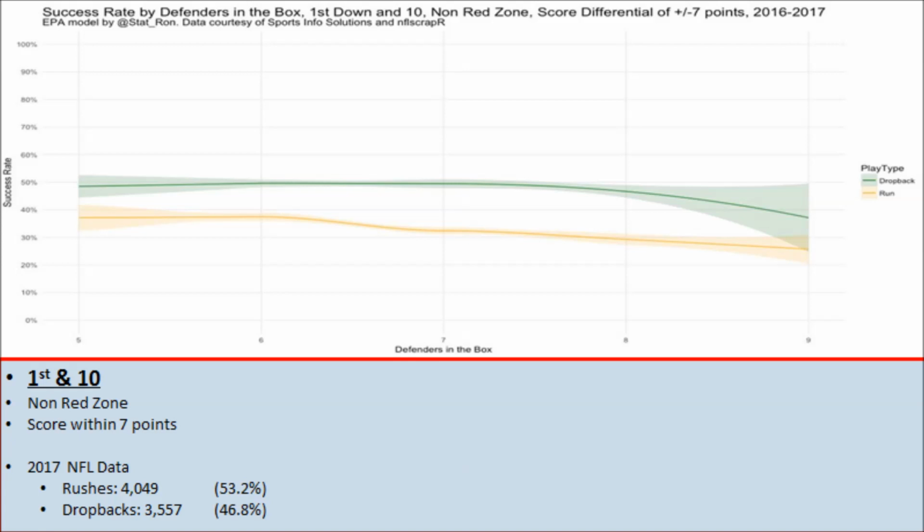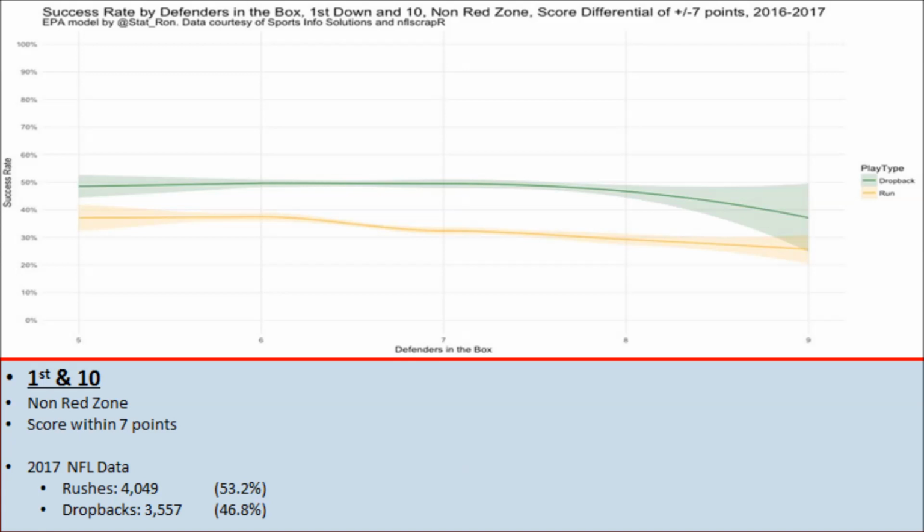And then here at the bottom of your screen, we're going to summarize exactly what it is that we're looking at. So in this particular instance, we're just looking at 1st and 10 plays. We're looking at 1st and 10 plays that are not in the red zone, and the score has to be within 7 points. Either the offense is trailing or up by no more than 7 points. And so this keeps us looking at sort of apples to apples plays to one another. We're not looking at a team who's chasing 3 touchdowns and throwing from behind, and we're not looking at teams that are up 3 touchdowns and trying to salt away the clock. So this is what we call a neutral game script situation.